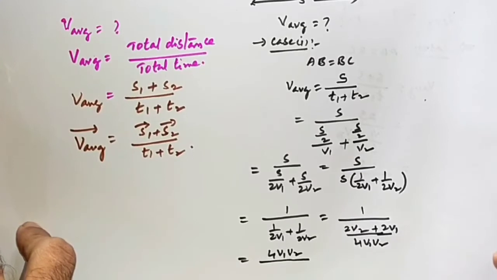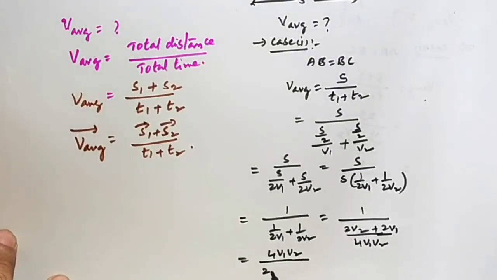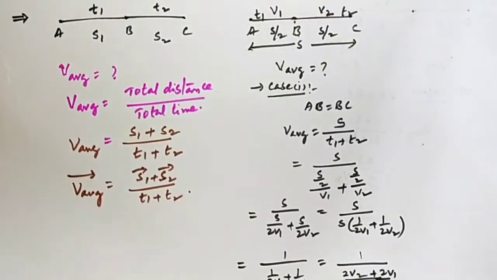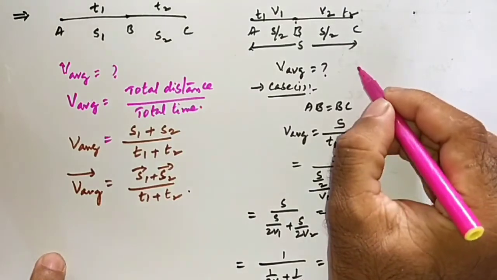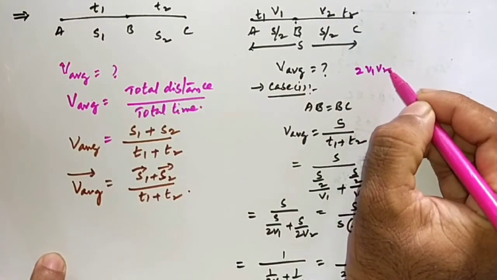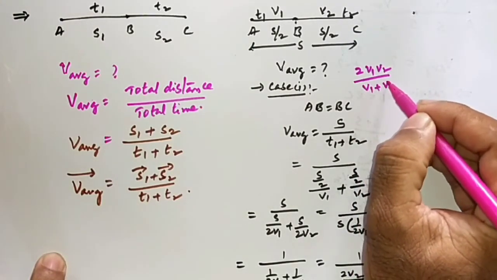I can write this as 2 common, v1 plus v2. Can I write 2v2 plus 2v1? I'll take common 2, so v1 plus v2 or v2 plus v1, same, right? So the 2 gets cancelled, so 2v1v2 by v1 plus v2. So what is the average speed we got? In this case the average speed is 2v1v2 by v1 plus v2.